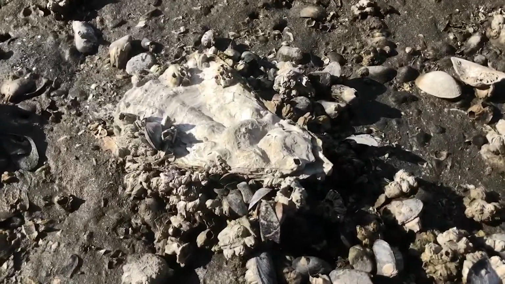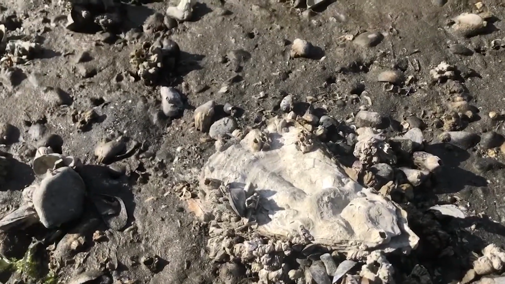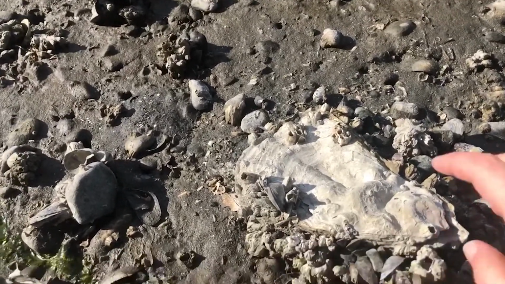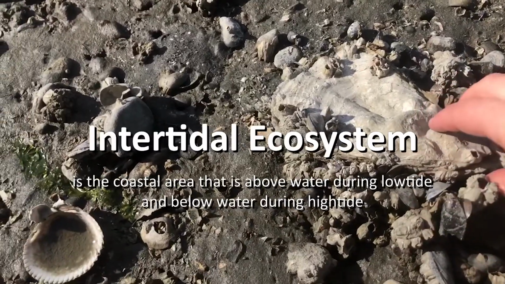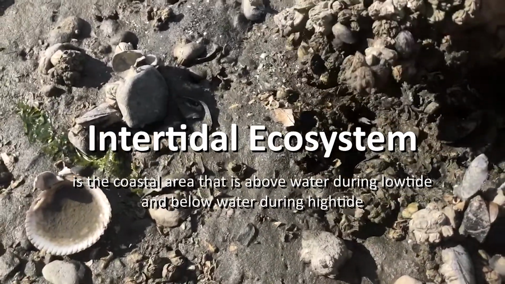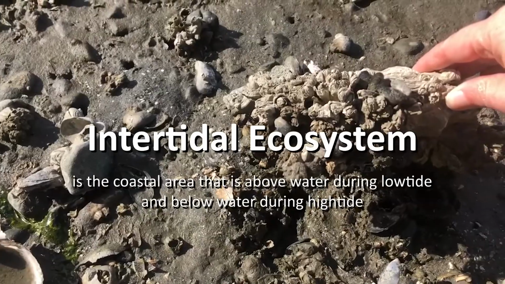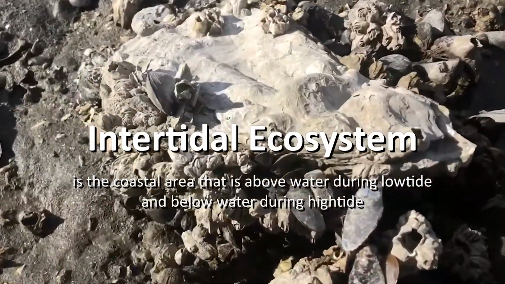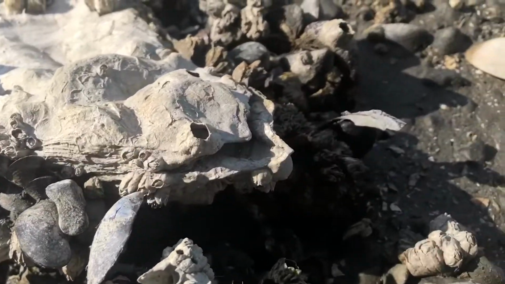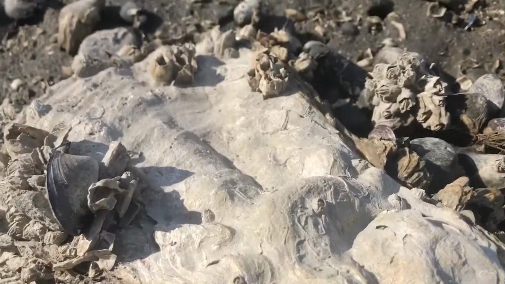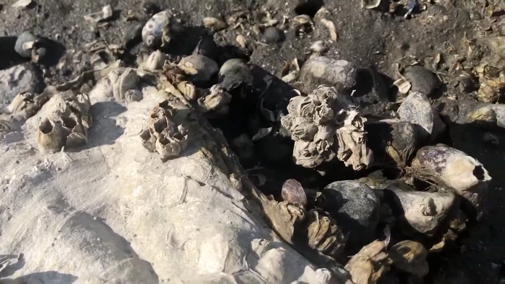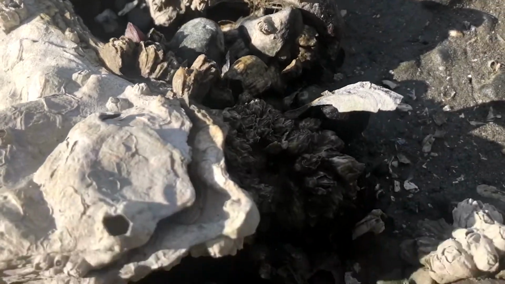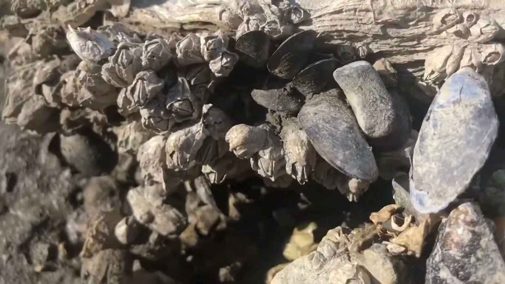What are the boundaries? Here in Washington, there are 2 high tides and 2 low tides every day. The intertidal zone is the coastal area that is above water during low tide and below water during high tide. This ecosystem can offer many different types of habitat, from rocky shores to sandy beaches and mudflats. Different animals live in these different habitats and have adapted physical characteristics to help them live there.